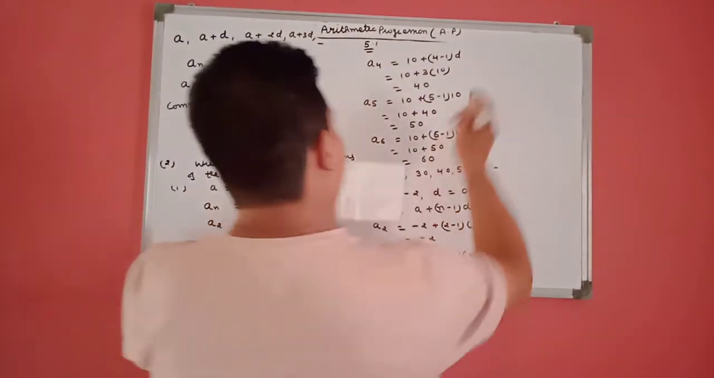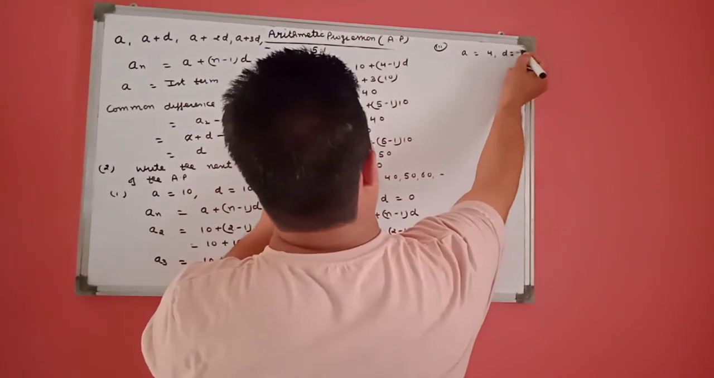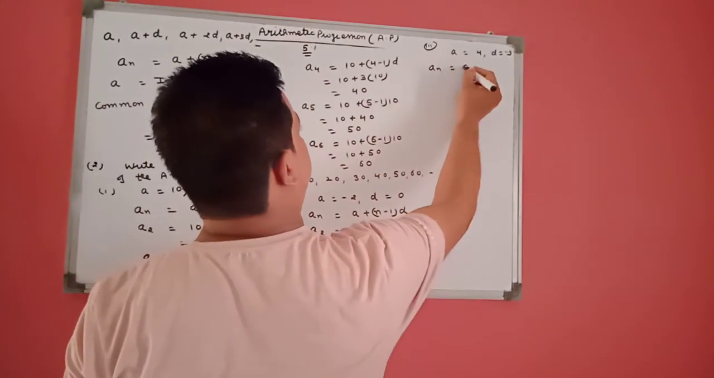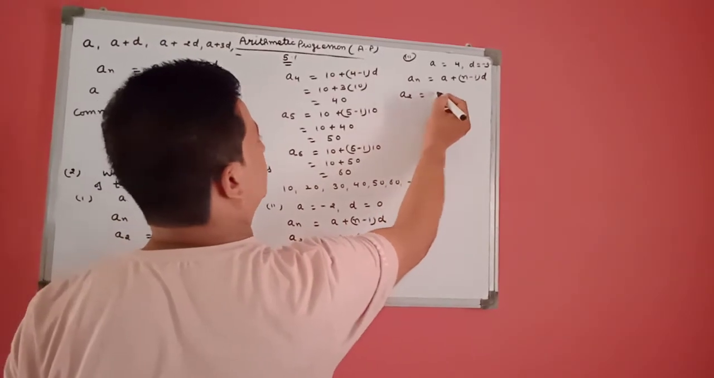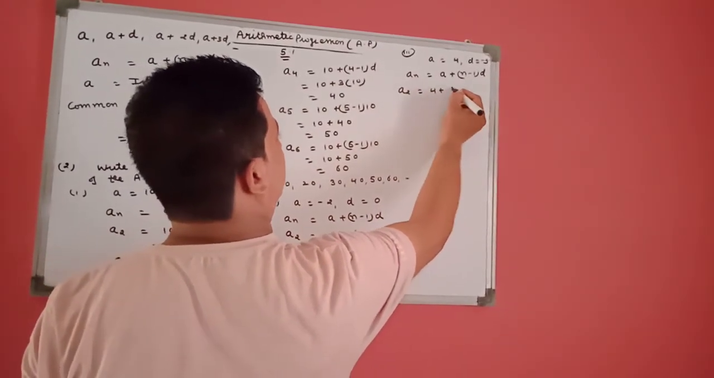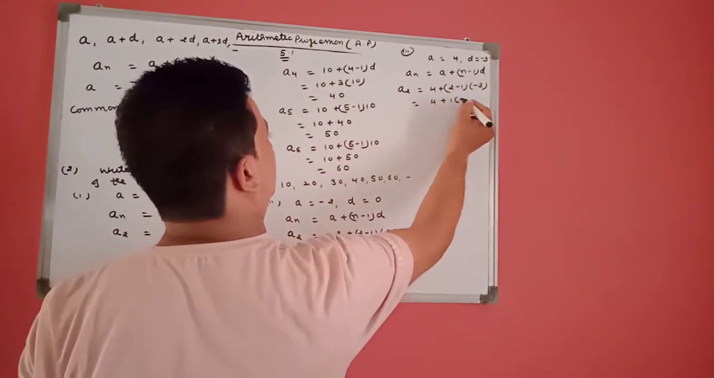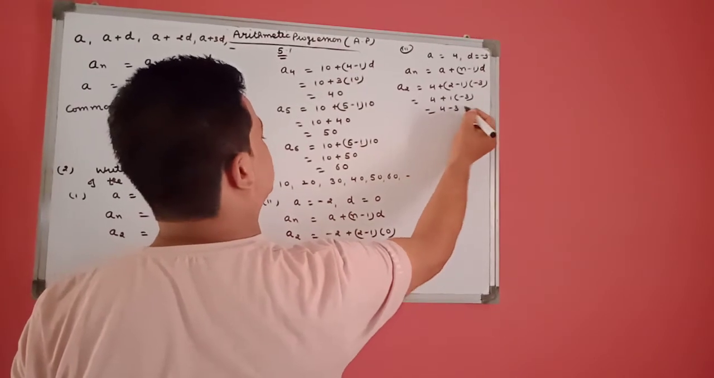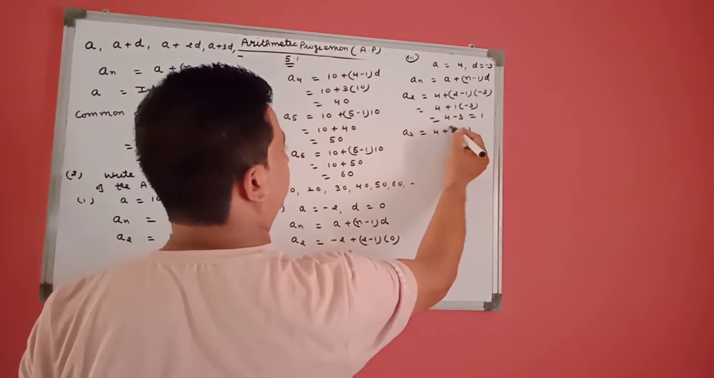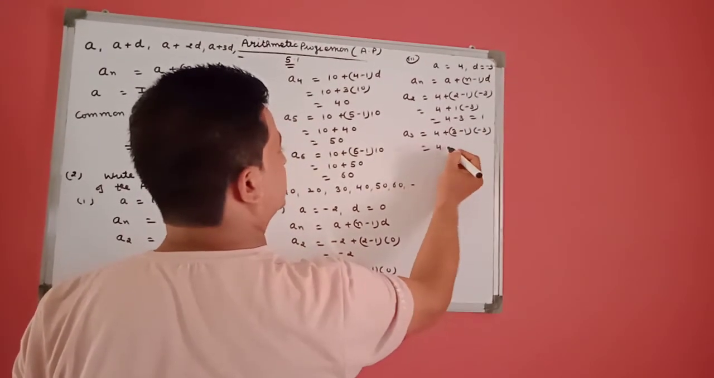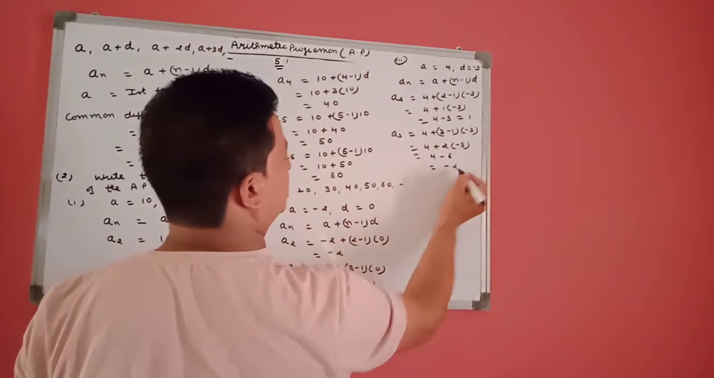In the third part, a is 4, d is minus 3. So an is a plus (n minus 1) into d. When we put n equal to 2, a is 4, n is 2 and d is minus 3. This becomes 4 minus 3, that is 1. When we put n equal to 3, the given series is 4 plus 2 into minus 3, 4 minus 6, which is minus 2.